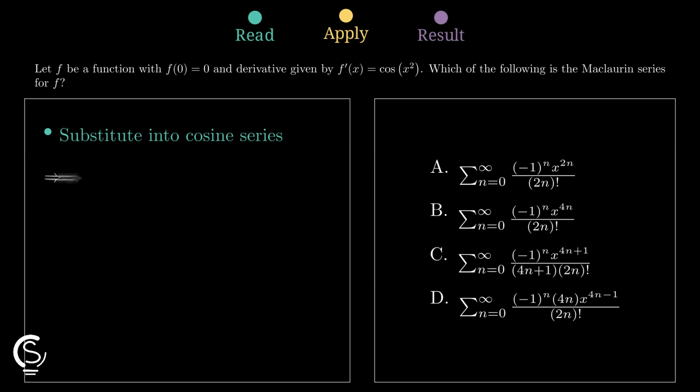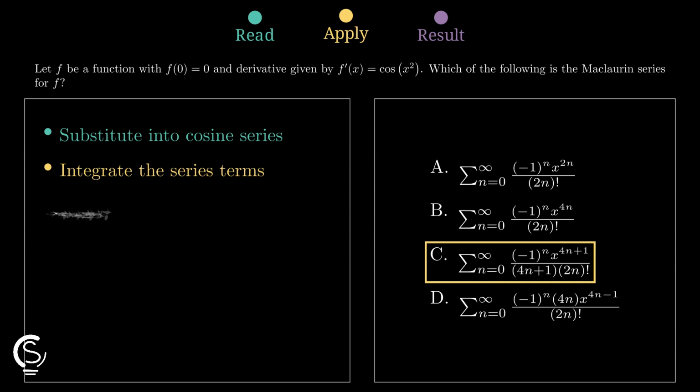Using the initial condition f of 0 equals 0, the constant of integration is 0. This leads directly to option C.